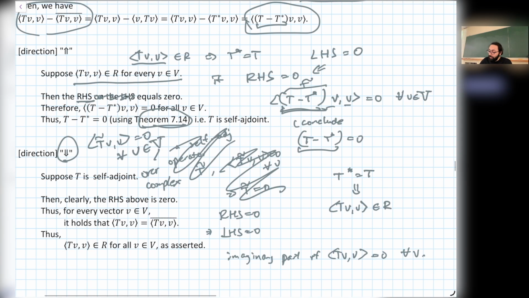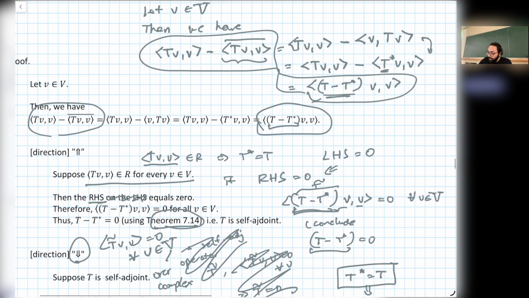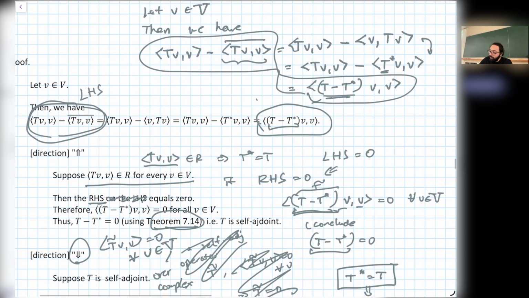So in the second part, what do we want to show? You're given that T equals T star, so you're given that it's self-adjoint, and we want to argue that this inner product TVV would be real, so the imaginary part would be 0. How do we do this? We look at this equation that we had in the beginning. This is the left-hand side, and this is the right-hand side.